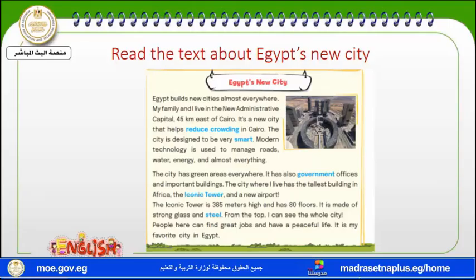It's the iconic tower and a new airport. The iconic tower is 385 meters high and has 80 floors. It's made of strong glass and steel. From the top, I can see the whole city. People here can find great jobs and they have a peaceful life. It's my favorite city in Egypt. This is the new administrative capital with its iconic tower, which is made of glass and steel, and which is 45 kilometers away from Cairo, with all its modern buildings.